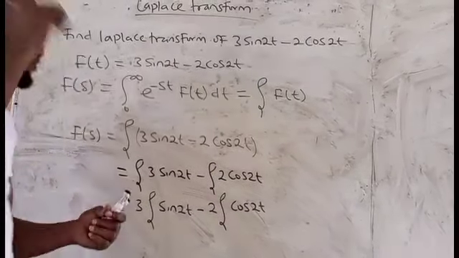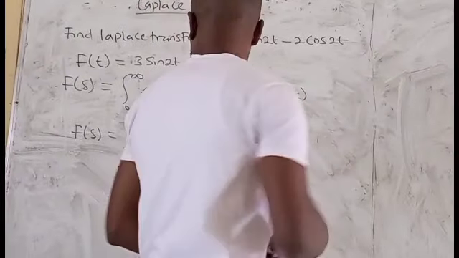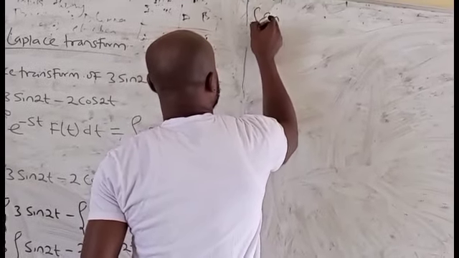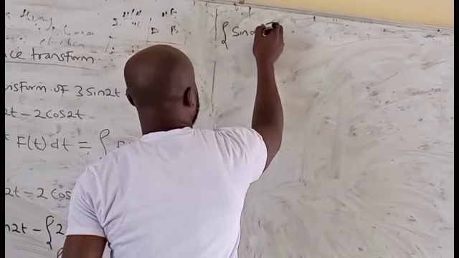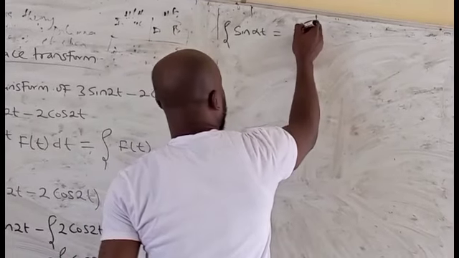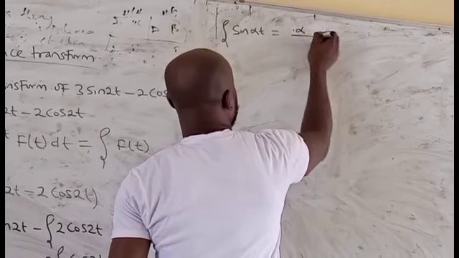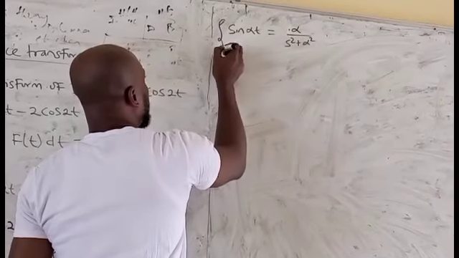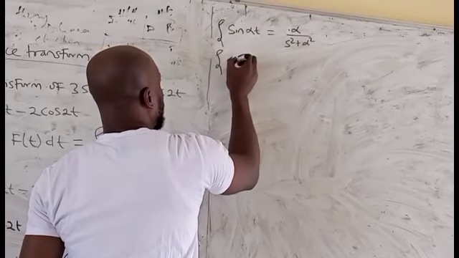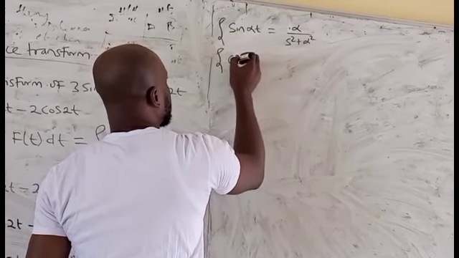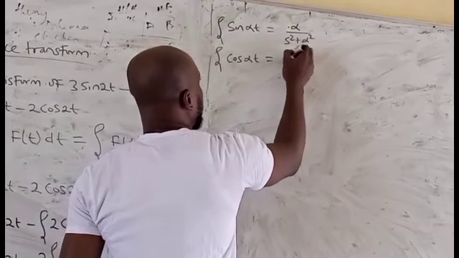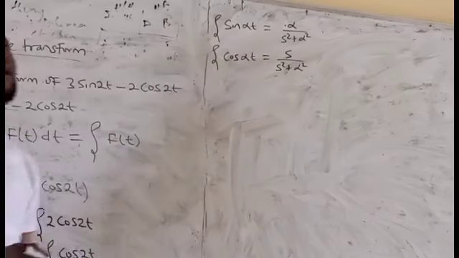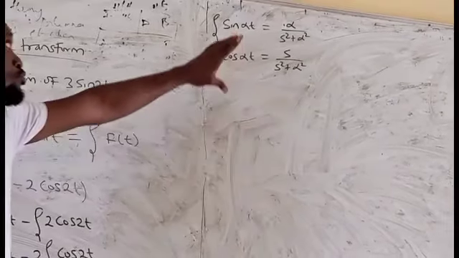So from our proof in our previous lesson class, I was able to derive that the Laplace transformation of sine alpha t is alpha over s squared plus alpha squared. Therefore, the Laplace transformation of cos alpha t will give you s over s squared plus what? Alpha squared. So this formula, I was able to prove it.